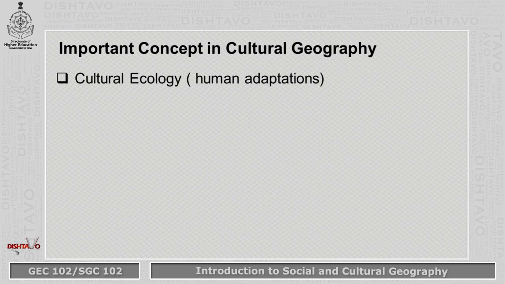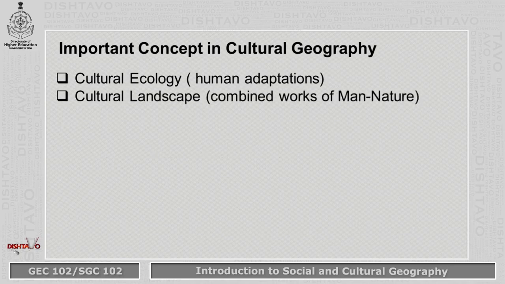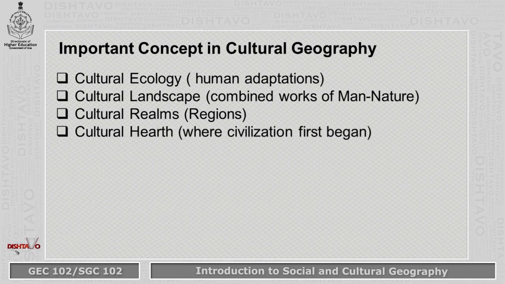Cultural ecology is nothing but how humans have adapted to natural and artificial environmental conditions. Cultural landscape is that landscape which is the combined work of man and nature. Nature has given us something very beautiful and man has brought changes in that. So that is the cultural landscape. Cultural realms, which is nothing but the cultural regions. So we divide the world into various cultural regions on the basis of different parameters.